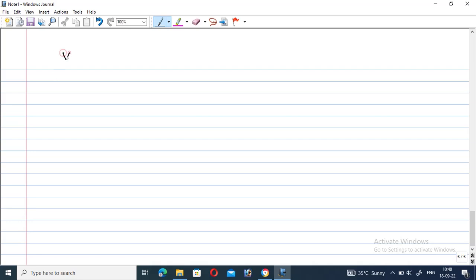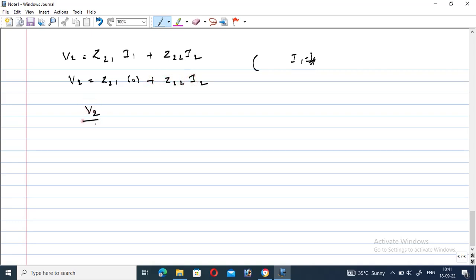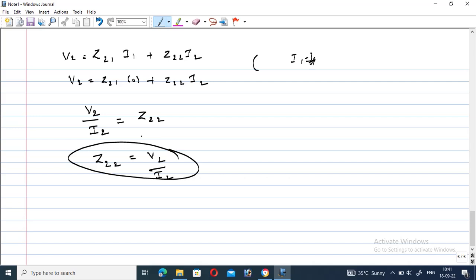So from equation 2, V2 is equal to Z21 I1 plus Z22 I2. In this case I1 is equal to 0, therefore V2 is equal to Z21 into 0 plus Z22 into I2. So from this, V2 by I2 is equal to Z22. Therefore Z22 is equal to V2 by I2.